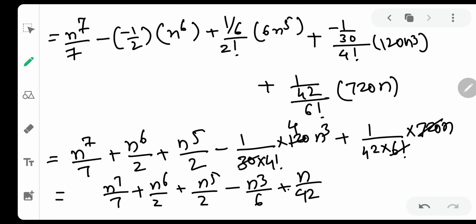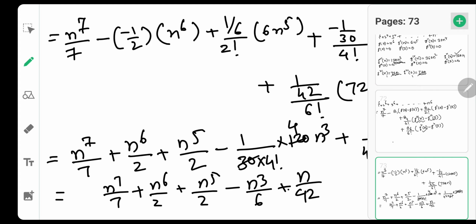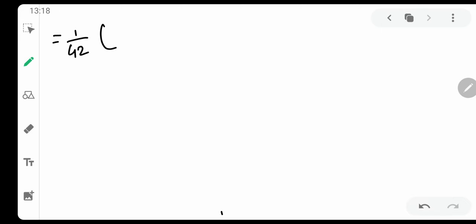Now what is the LCM? The LCM is 42. So you will have to multiply each term by 42. So I am taking 42 common. So 1 by 42 is taken common by me. So what will happen? n raised to 7 by, sorry, what am I doing? Let us go back. Let us take the LCM, that will be better for everyone.